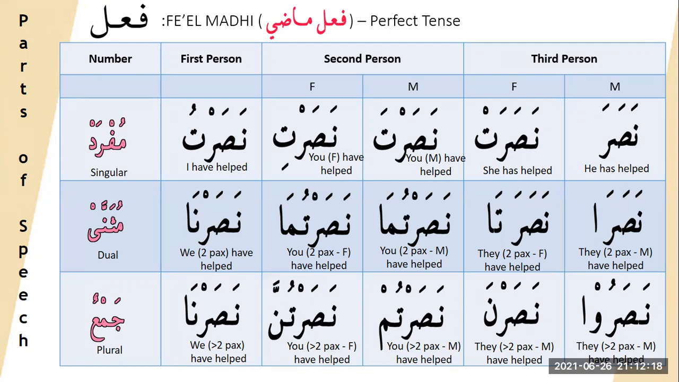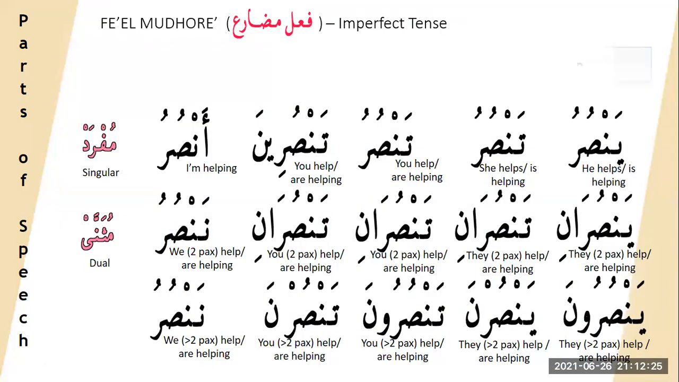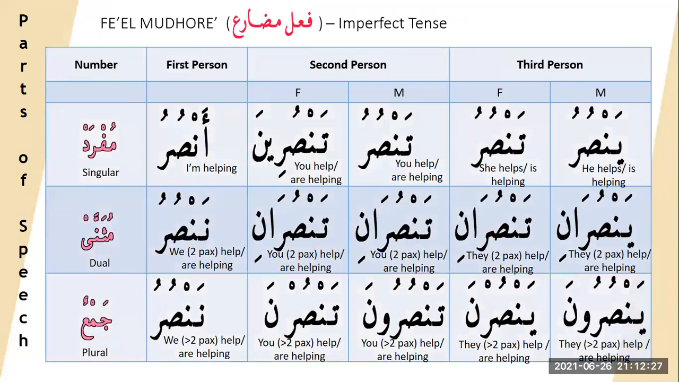Okay, this is a fi'l madi. Right? Coming to fi'l mudari, same rows and columns. Okay, you go also to the third person singular male. You have yansuru and yansuruna. Right? Singular, plural, third person.